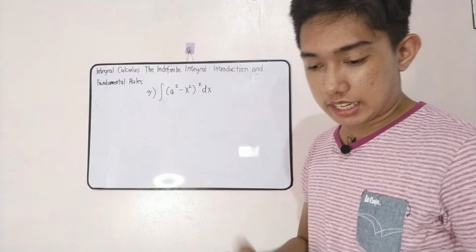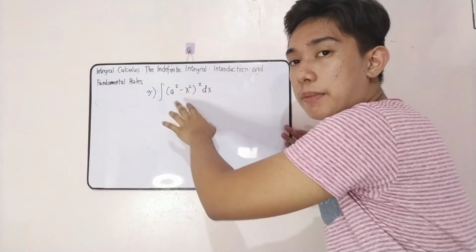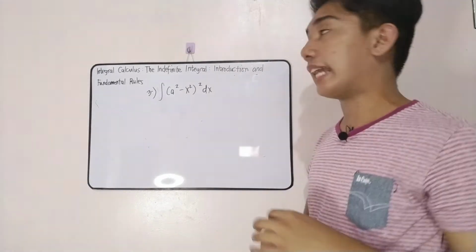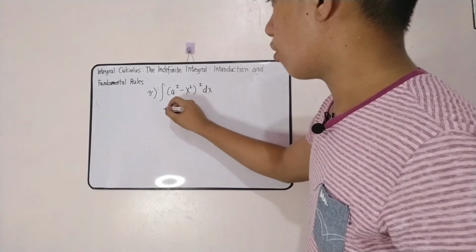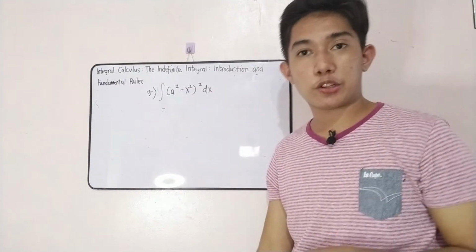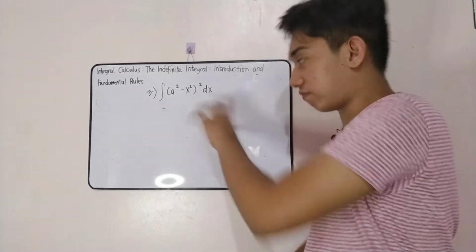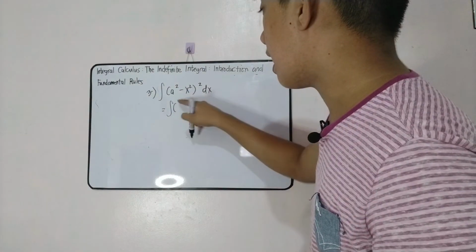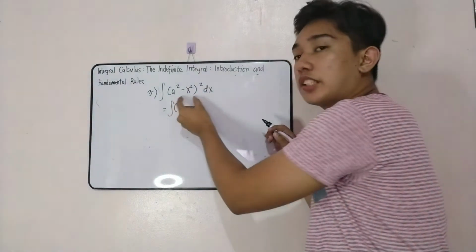Medyo focus tayo dito, no? Kasi mahirap na problem. Pero to make it less complicated, i-expand natin. Although you can use the other topics kung alam niyo na, pero kung baguhan pa tayo, let's expand it. So this becomes the square of this one. We'll recall algebra. Remember that this is the square of a binomial.